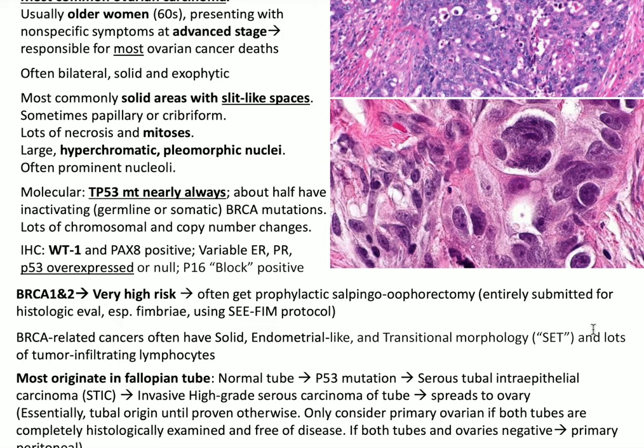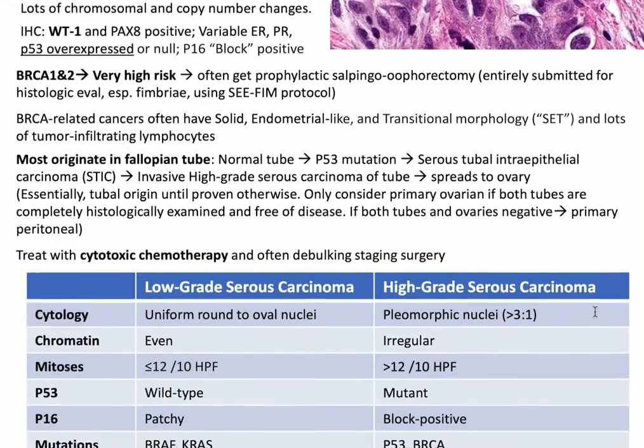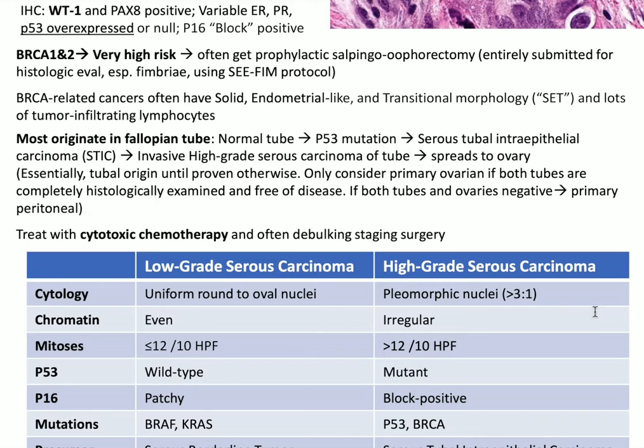So BRCA-related cancers, when they do get high-grade serous carcinoma, often have this SET pattern, which stands for solid, endometrioid-like, and transitional morphology, and lots of tumor-infiltrating lymphocytes. High-grade serous carcinoma, it's thought that most arise in the fallopian tube. So the normal tube, you get a P53 mutation, you develop STIC, or serous tubal intraepithelial carcinoma, and that develops into invasive high-grade serous carcinoma of the tube that spreads to the ovary. Essentially, it's tubal origin until proven otherwise.